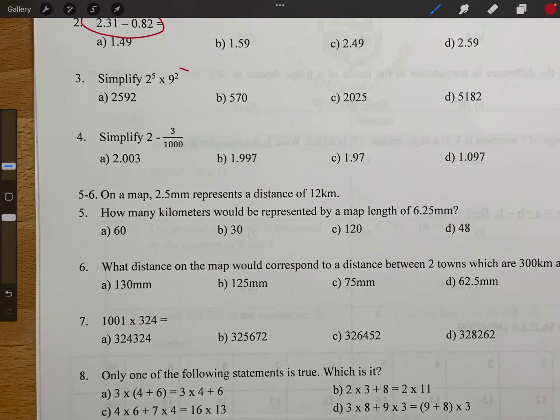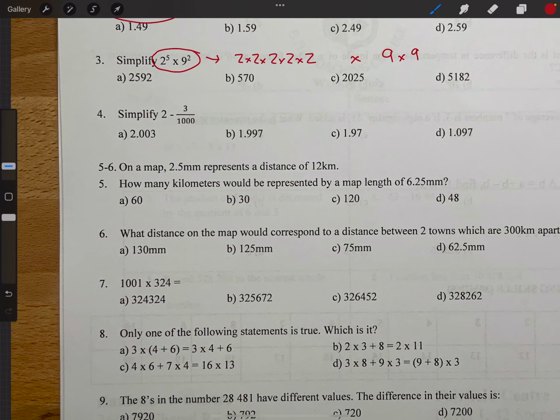Now, what does this mean? Simplify. 2 to the power 5 means 2 times 2 times 2 times 2 times 2, 5 times, okay? And then you multiply that with 9 squared. That means 9 times 9. Can you work out the answer for this? Yes, you can.